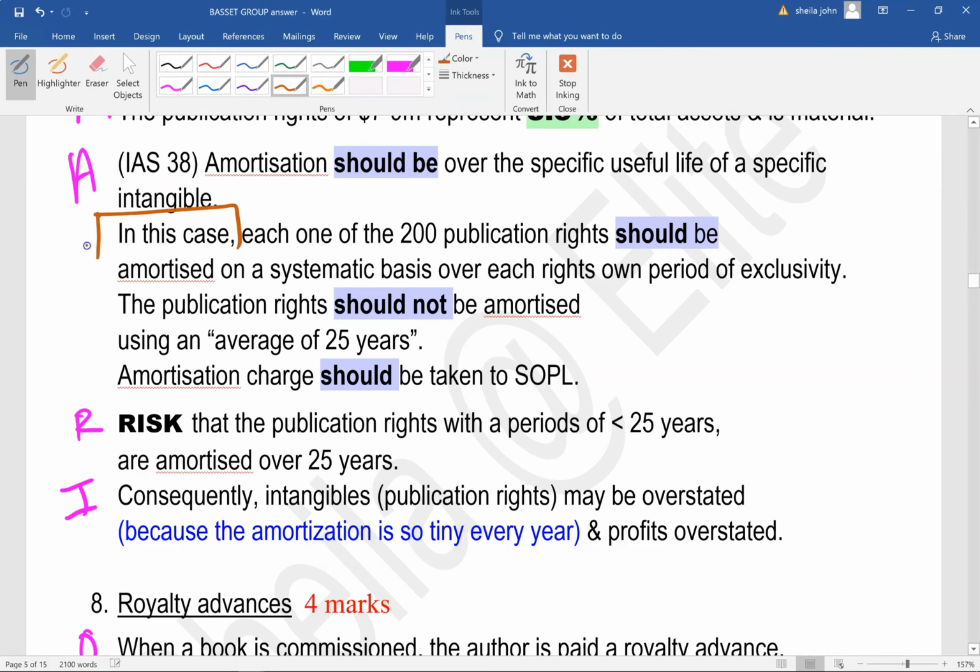So I'm saying here that in this case, each one of the 200 publication rights should be amortized on a systematic basis over each right's own period of exclusivity. They should not be amortized using an average of 25 years, and the amortization charge should then be taken to the SOPL. Risk here is that they continue using 25 years for those items that have got a life of less than 25 years. Consequently, intangible assets, specifically which one? Specifically, publication rights may actually be overstated and profits overstated as well.